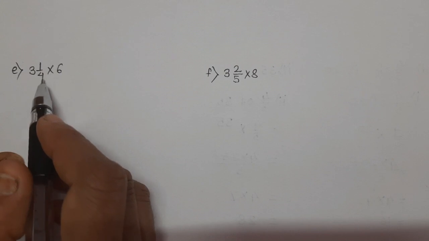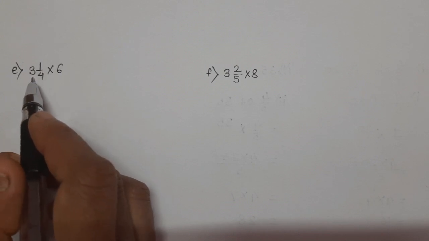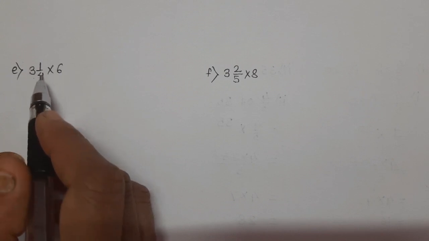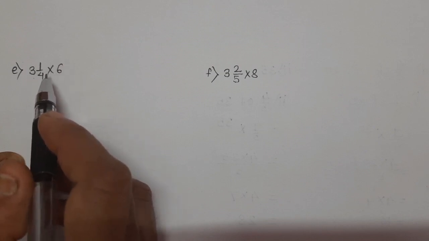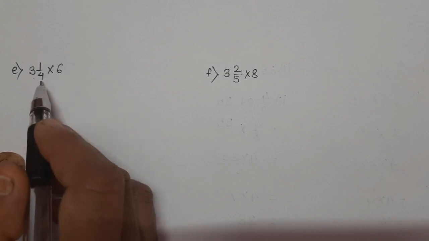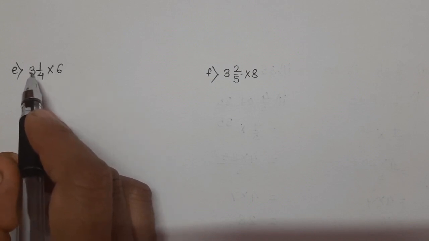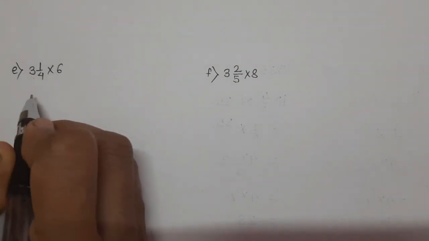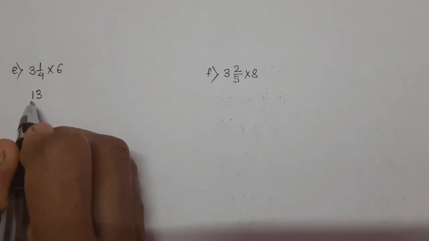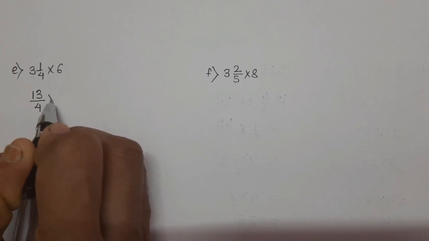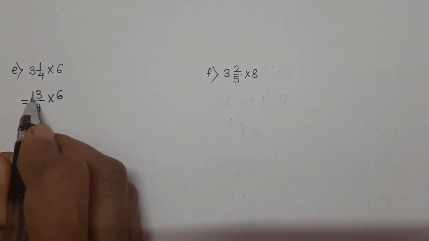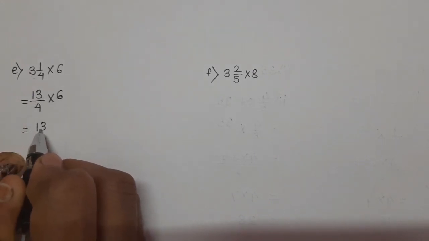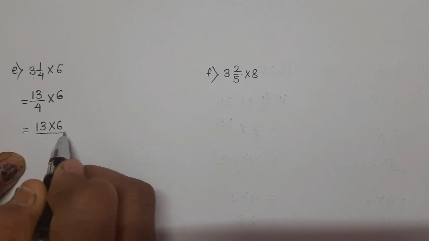Okay, so now here see, the first number given is a mixed fraction. So first we will convert the mixed fraction into an improper fraction and then we will multiply. So 4 3s are 12. 4 multiplied by 3, 4 3s are 12. 12 plus 1, 13. 13 upon 4 multiplied by 6. Okay. Now what will we do? Numerator and numerator we will multiply. So 13 multiplied by 6 upon 4.